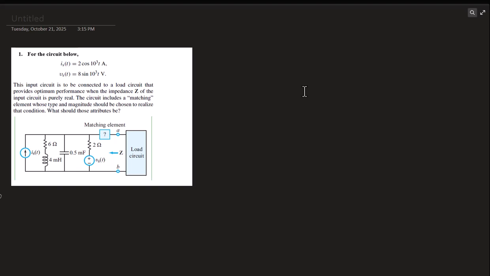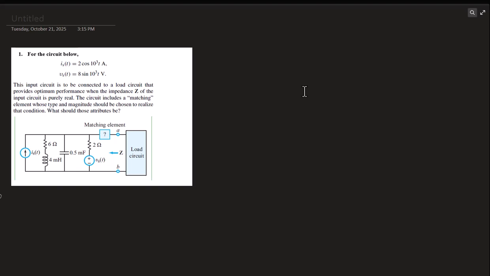So we have an input current source, which is 2 cosine 1000t amps, and we have an input voltage source, which is 8 sine 1000t volts. So those are not in phase. And it's to be connected to a load circuit that provides optimum performance when the impedance Z of the input circuit is purely real. The circuit includes a matching element whose type and magnitude should be chosen to realize that condition, and what should those attributes be?